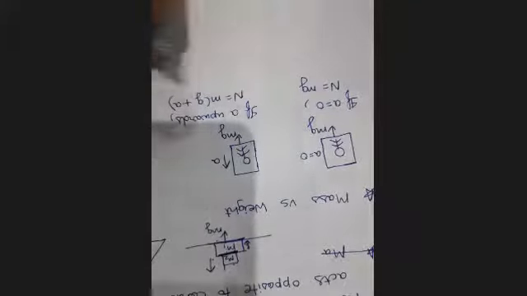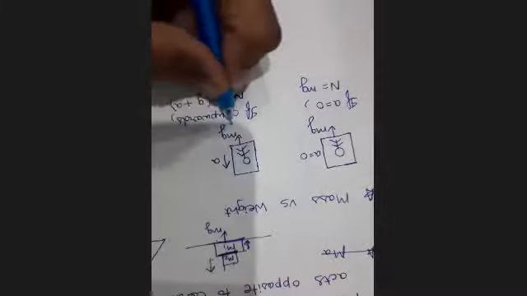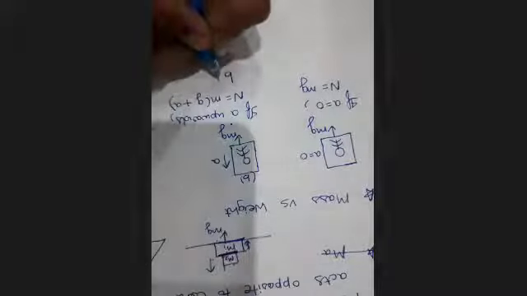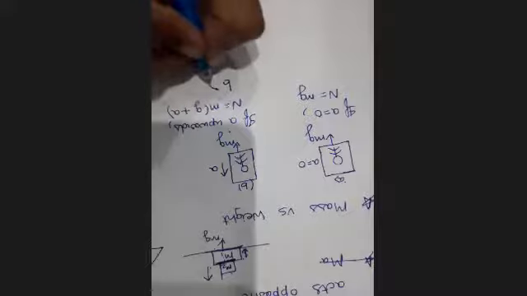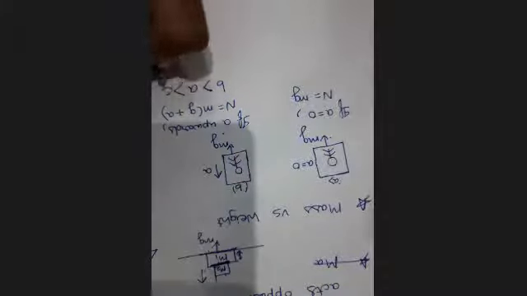And in this situation, the apparent weight in the second case B will be more as compared to the others, and B is greater than the situation A, and A is greater than C.